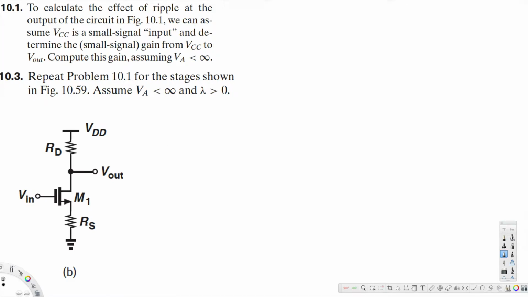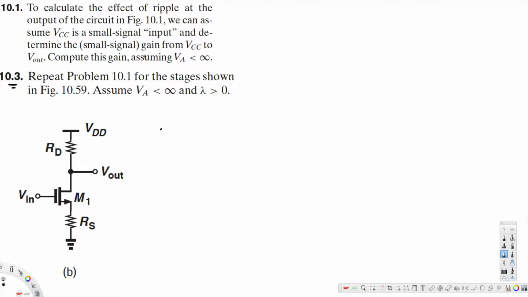What's going on, guys? Let's look at this problem right here. This question is asking to calculate the effect of ripple at the output of the circuit in this figure. We can assume VCC is a small signal input and determine the small signal gain from VCC to Vout. Compute the gain assuming VA is less than infinity, and this is the question we are going to do.